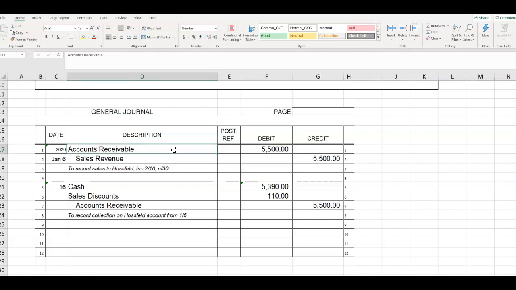Debit accounts receivable for $5,500. Credit sales revenue for $5,500. No returns or anything. When we make the collection within the terms, we would credit accounts receivable for the $5,500, debit sales discount for 2% of that, or $110, and debit cash for the difference, $5,390. Again, simple entries that you guys have done several times before.